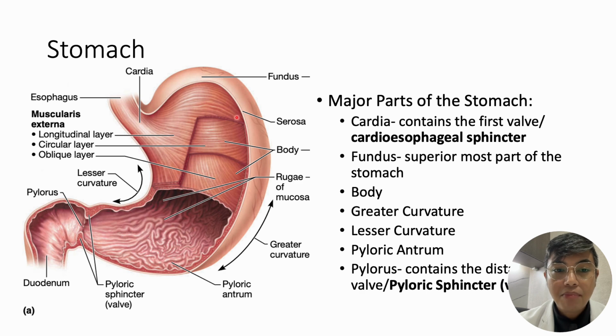Bababa ang pagkain, papunta sa body, and you have two curvatures here in your stomach. Okay? You have here, the most medial part would be the lesser curvature, at yung mas lateral would be your greater curvature. Then, your food will now go down to your pyloric antrum. So this is the antrum. Okay? The plural would be antra.